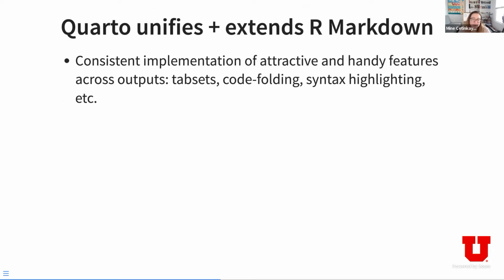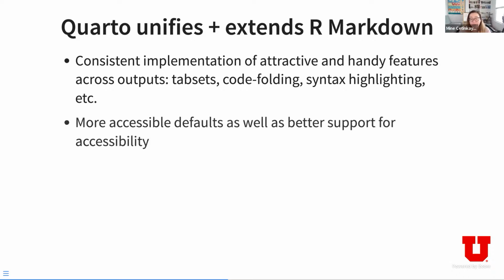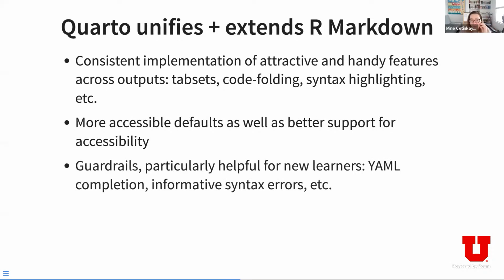So what do I mean by it unifies and extends it? So in a way, it provides a consistent implementation of attractive and handy features across outputs. For example, tab sets or code folding or syntax highlighting. If you are an R Markdown user, you know that the way these work in different outputs, say in Xaringan slide decks versus an R Markdown document versus blogdown, is slightly different, to the point that in some of the outputs they're not necessarily available, at least not by default. Quarto also has more accessible defaults, as well as better support for accessibility.